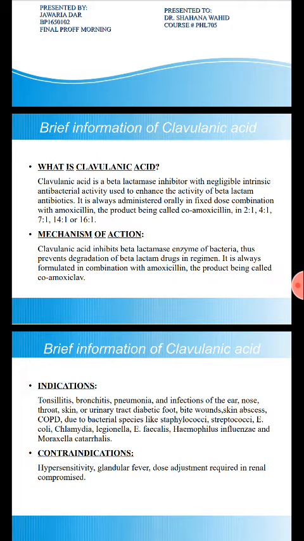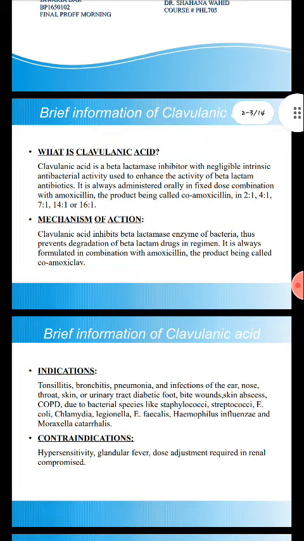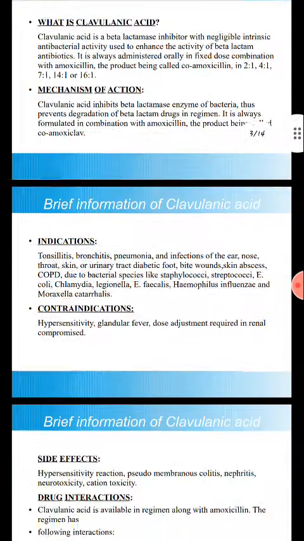16:1. How does it work, how does it protect the drug from degradation? Actually, the bacteria tend to degrade the beta-lactam ring of the antibiotics, mostly the penicillins and cephalosporins. So we add clavulanic acid in the regimen. Clavulanic acid is a beta-lactamase inhibitor. It inhibits the beta-lactamase enzyme of the bacteria, and in this way it protects the drug from degradation. The formulation that we get is co-amoxiclav.